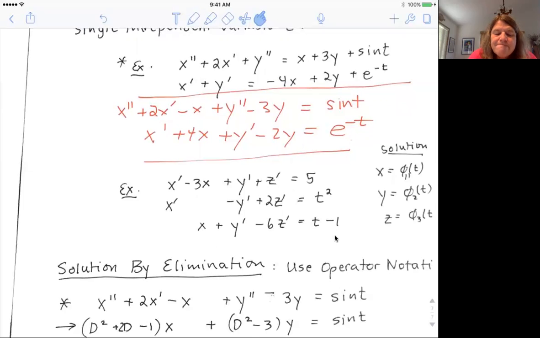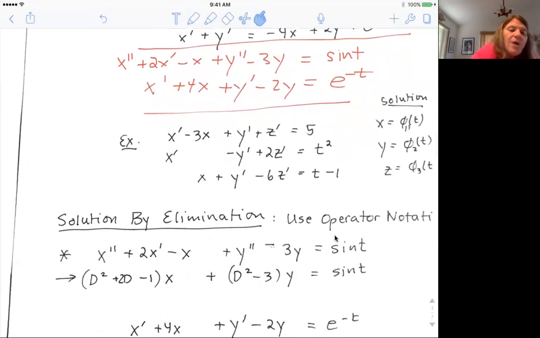Now, what I want to remind you of, and I'm not going to solve this today, is the way I'm going to write it, and then we'll be set up to do what we need to do on Monday. We're going to use the operator notation.